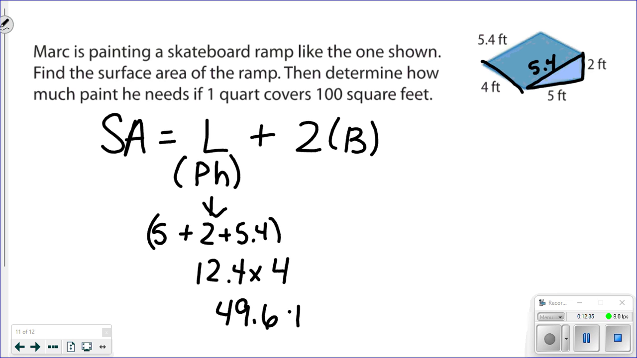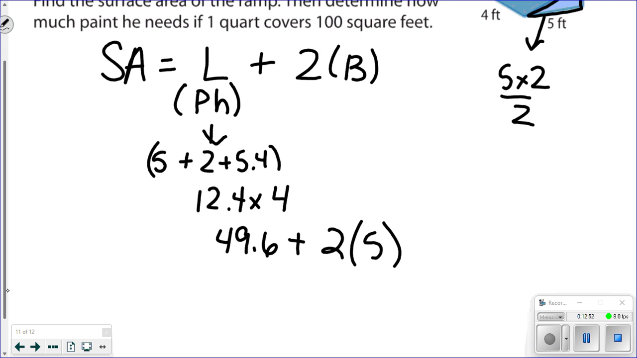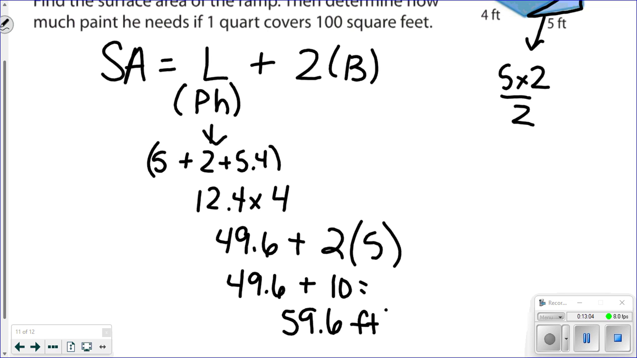Okay. Now I have to take it times 2, but I have to find the area of my base. So my area, it's a triangle. So it'll be 5 times 2 divided by 2, which should be 5. Now a lot of you are saying, well, if you're going to divide by 2 and then multiply by 2, why are you doing that? I'm just showing you how the formula works. So this would be 49.6 plus 10, which would be 59.6 feet squared.